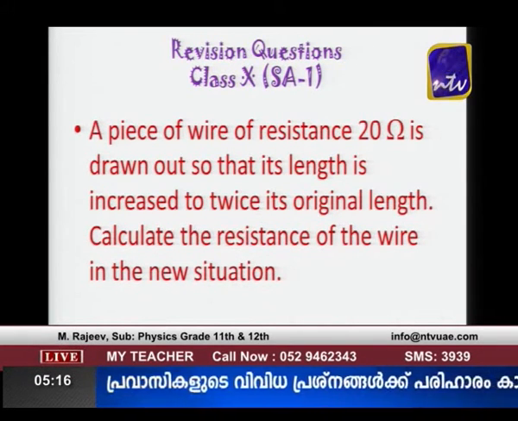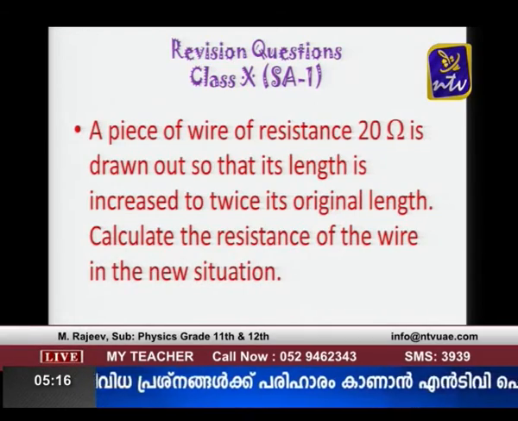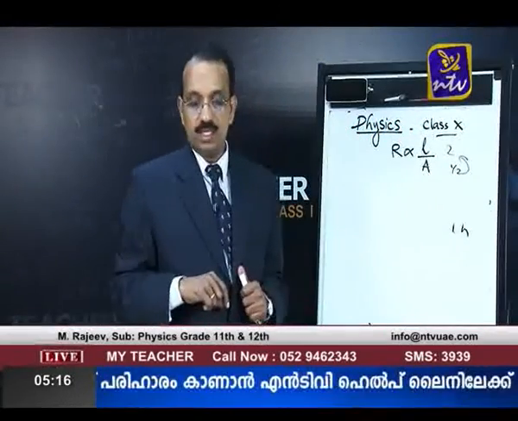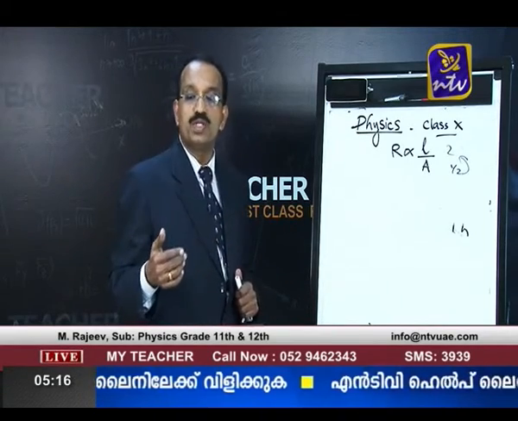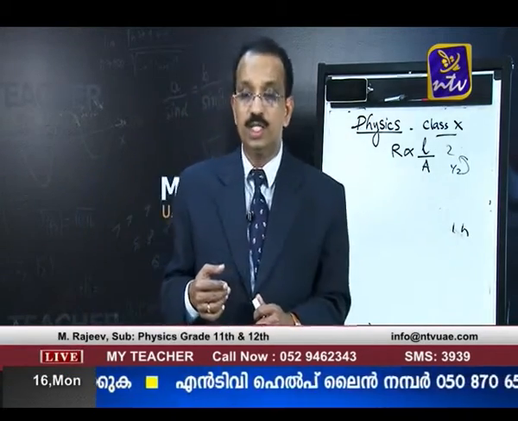Twice its original length, calculate the resistance of the wire in the new situation. Okay, that is the case. Clear? So, that means the resistance becomes 4 times, that is 4 times 20, that is 80 ohms. 80 ohms is the answer.